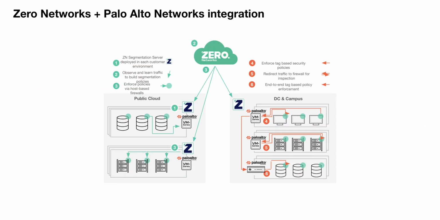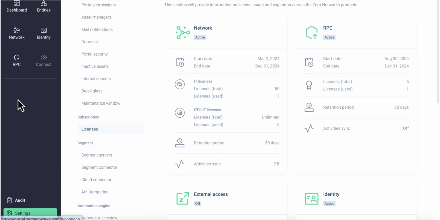Let us see this in action. Consider a data center hosting web servers, client machines, DNS, DHCP, and other services. Palo Alto Networks VM-Series is deployed inline. The Trust server is deployed in the customer environment to act as a proxy between the customer network and the Zero Networks app. The solution can sync with a directory source to identify the environment's workloads.